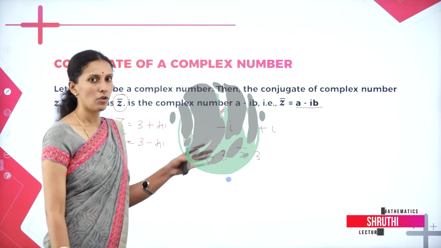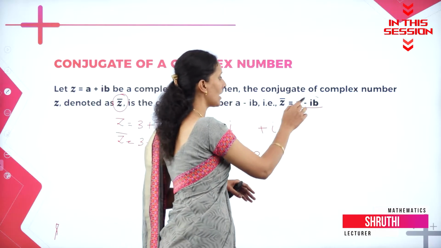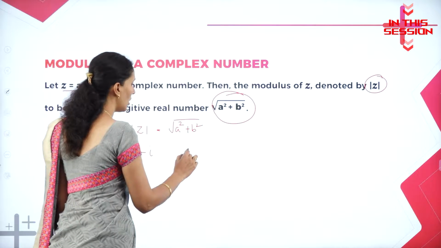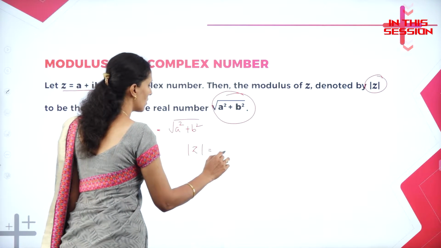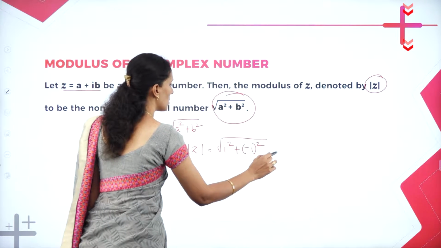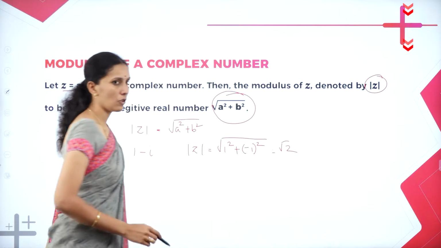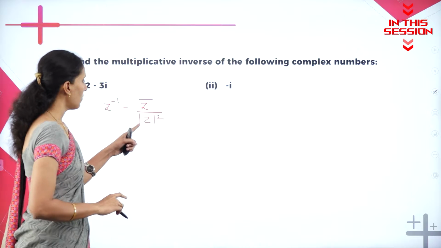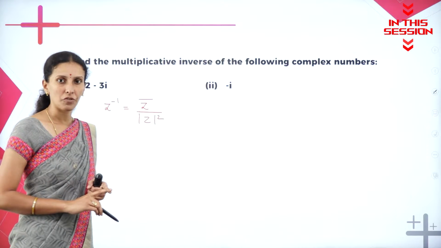In terms of conjugate, you are only changing the sign of the imaginary part of a complex number. So modulus of z means it is square root of 1 square plus minus 1 square, which is equal to root 2. So this is the value of the complex number. Here z bar represents the conjugate of a complex number and mod z is nothing but the modulus of a complex number.